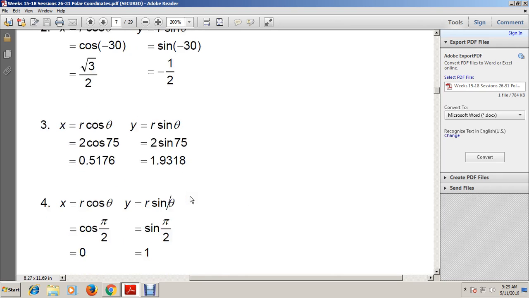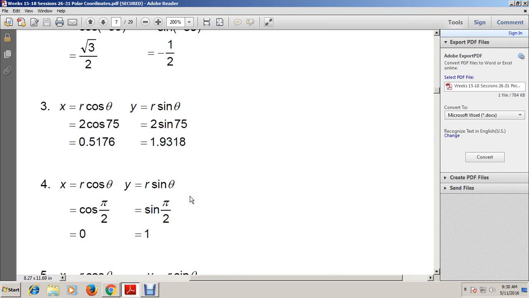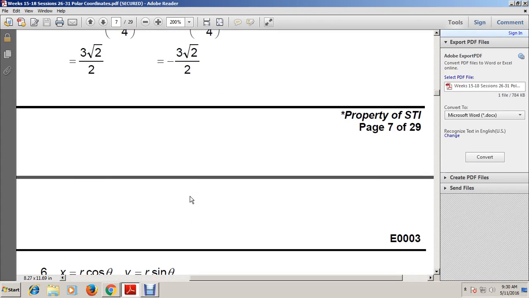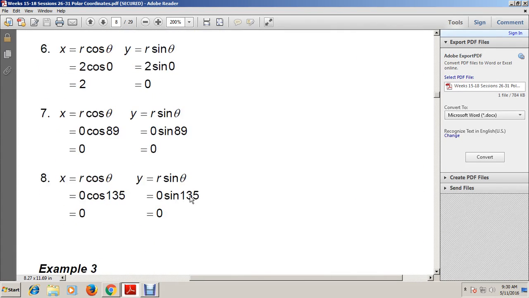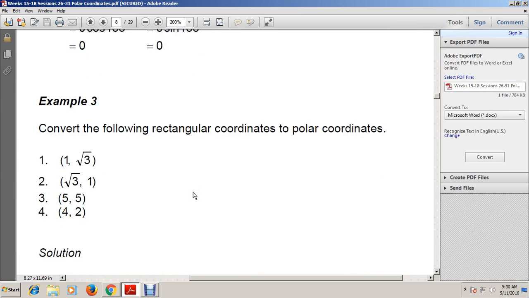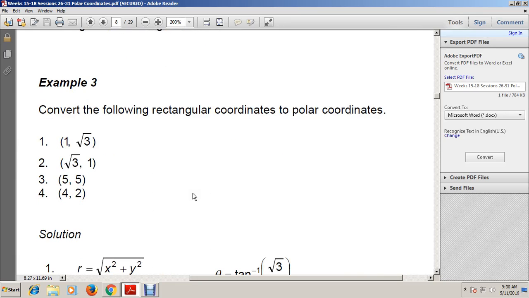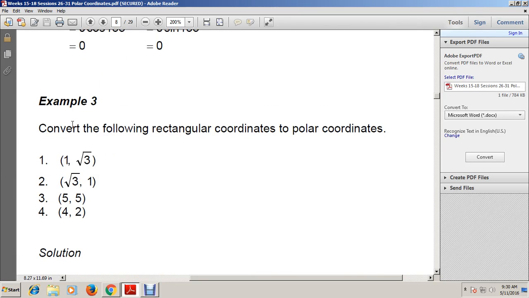Okay, so I'll be leaving example number 3, example number 4, also 5 and so on, to your own verification. Also, I'll be asking you to do this example number 3 as an exercise. Convert the following rectangular coordinates to polar coordinates.